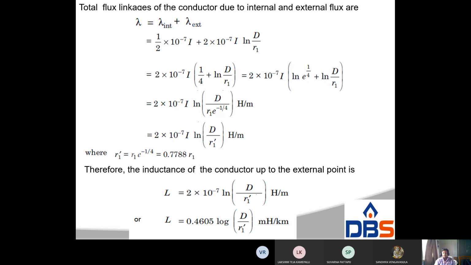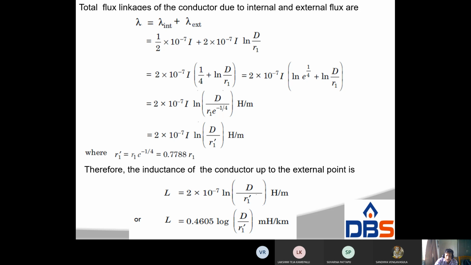Inductance is nothing but 2 into 10 power minus 7 I, substituting the mu 0 value. How can you find this 2 into 10 power minus 7? Please concentrate: mu 0 I by 8 pi and mu 0 I by 2 pi into integral r to infinity of 1 by x dx. Here mu 0 I by 2 pi is the common factor. That is mu 0 I by 2 pi times 1 by 4 plus integral r to infinity of 1 by x dx. What is the mu naught value? 4 pi into 10 power minus 7. So 4 pi by 2 pi is 2. So 2 into 10 power minus 7 into I. This is the value.